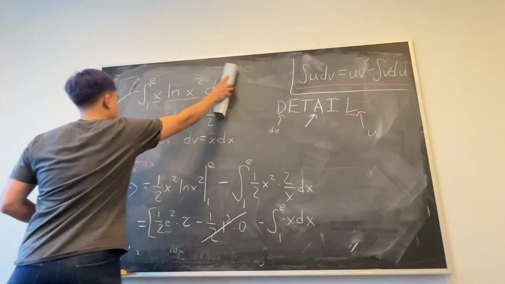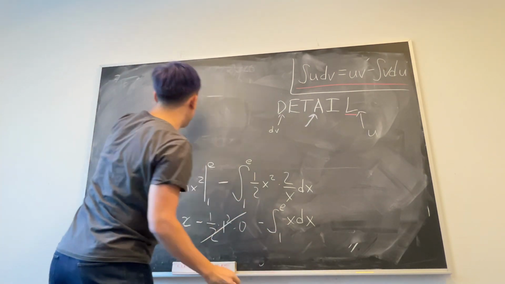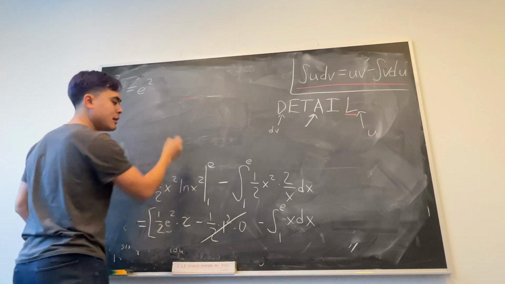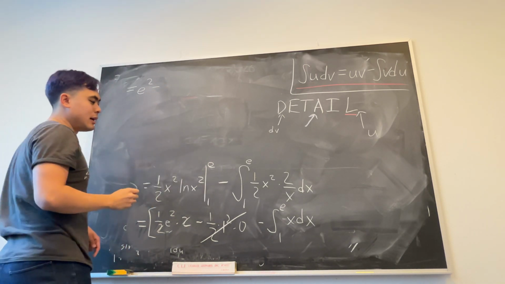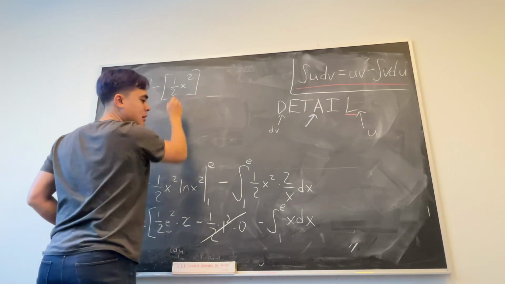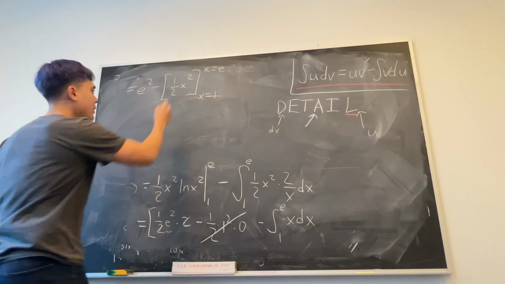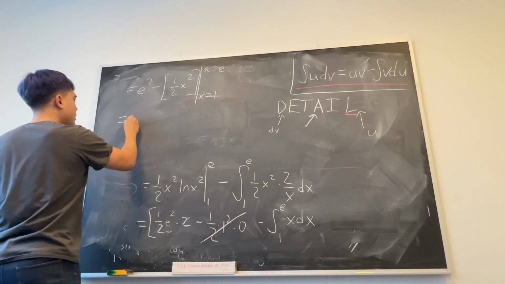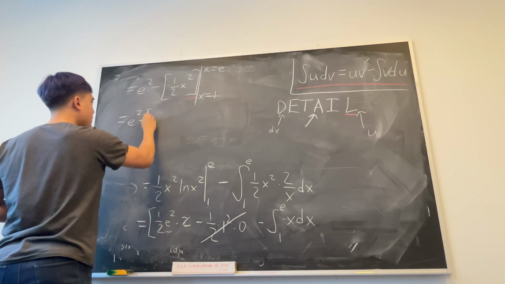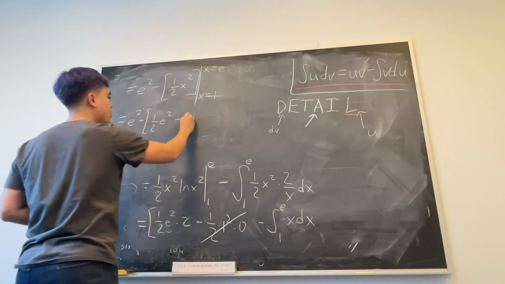I'm going to write this up top now because I need the space. So let's put this all the way up here. So this is then going to be equal to e squared minus the integral of x dx. So that's going to be 1/2 x squared from x equal 1 to x equal e. We evaluate this, and that's equal to e squared minus, plug in e for x, so 1/2 e squared, minus, well, we're just plugging in 1, that's just 1/2.